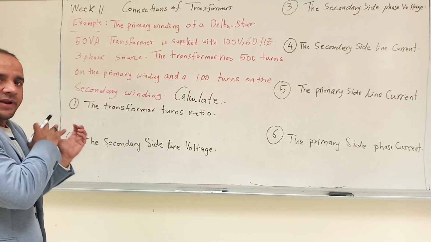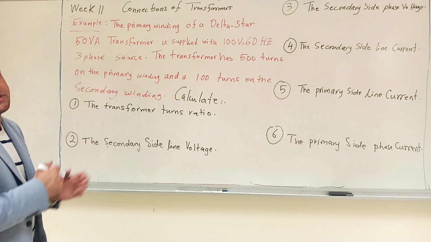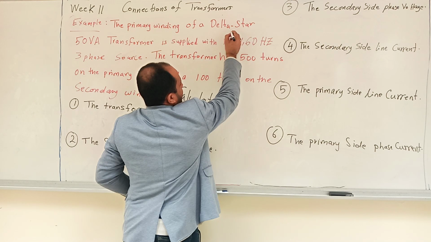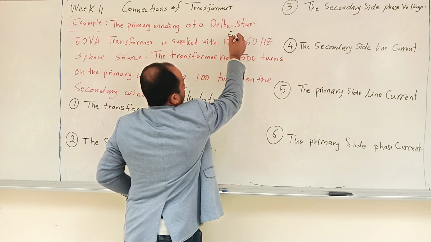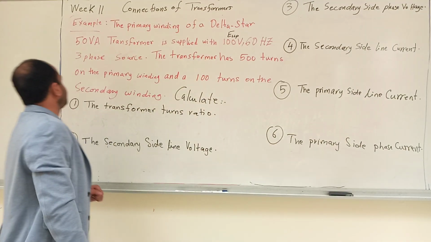So the transformer is supplied. The transformer is typically supplied on the primary side. So this means this is the E line to line on the primary side. That's the frequency of the source.